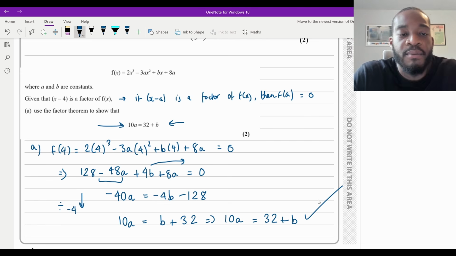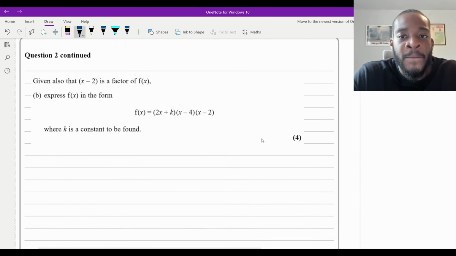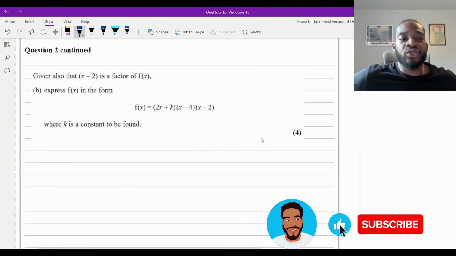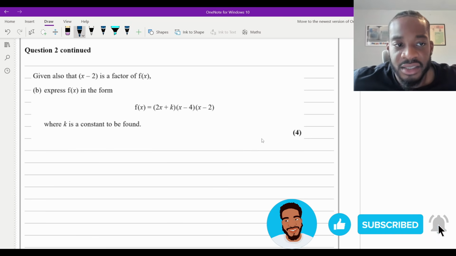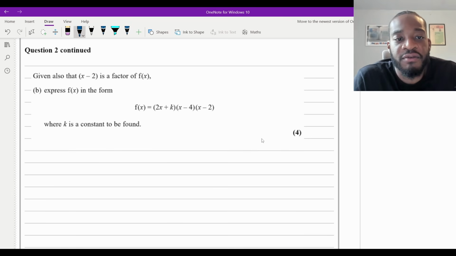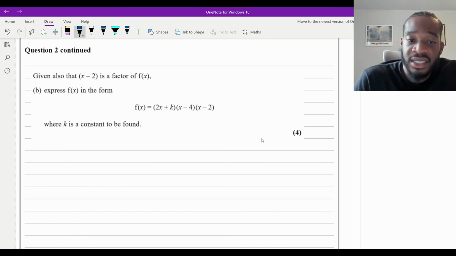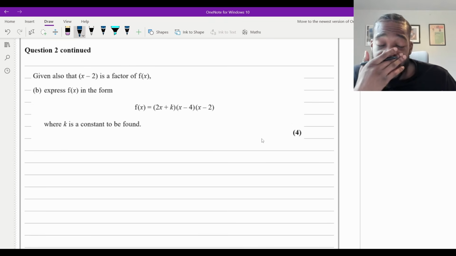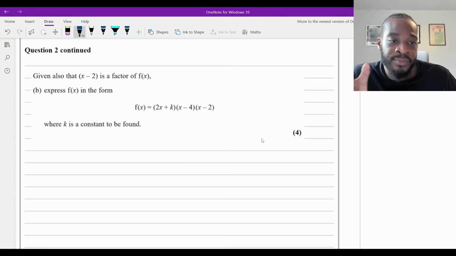So let's go on to part B, which I've got summarized here. Given also that x minus 2 is a factor of f of x, part B says express f of x in the form f of x is equal to (2x plus k) times (x minus 4) times (x minus 2), where k is a constant to be found. So, for me, f of x is given as 3 distinct factors. So that tells me I need to factorize it completely, right? Once I factorize it completely, I'd be able to figure out what k is, isn't it?